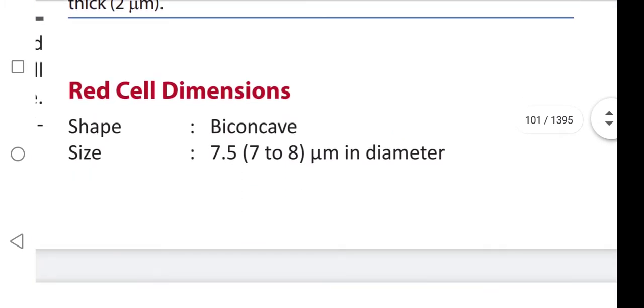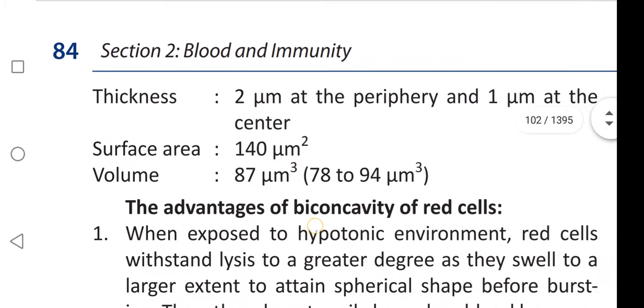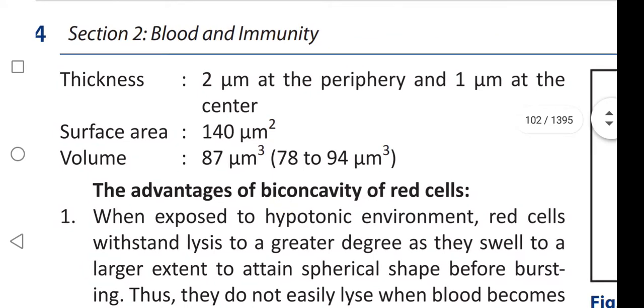Coming to dimensions. Red cell dimensions. First, shape: it is biconcave, and size is 7 to 8 micrometers in diameter. Thickness of the red cell is 2 micrometers at the periphery and 1 micrometer at the center. Surface area is 140 square micrometers and volume is 87 cubic micrometers, that is, 78 to 94 cubic micrometers.